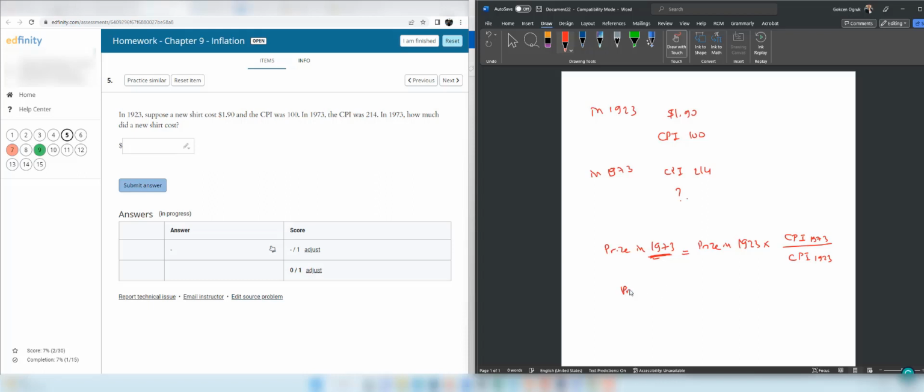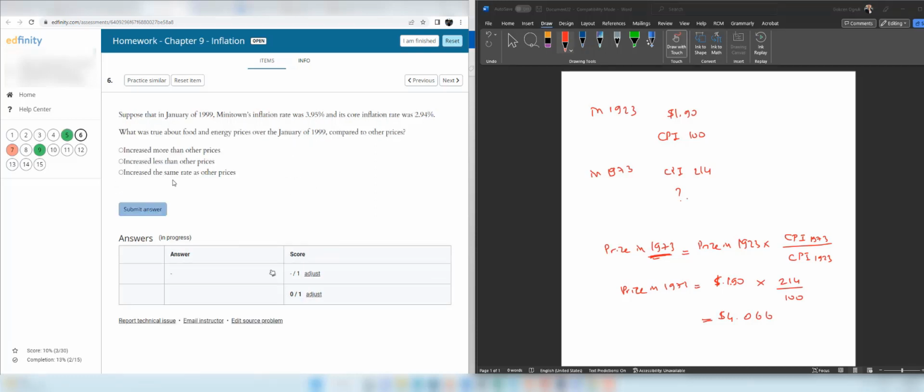So we don't know the price in 1973, but we know that it's $1.90 times CPI in 1973, 214, divided by CPI 100. So this is how we calculate, which is going to be $4.066. So let's write here $4.066 and submit answer. Yes, that's correct. So these are the two questions you might find difficult to solve, but after watching this video it shouldn't be a problem.